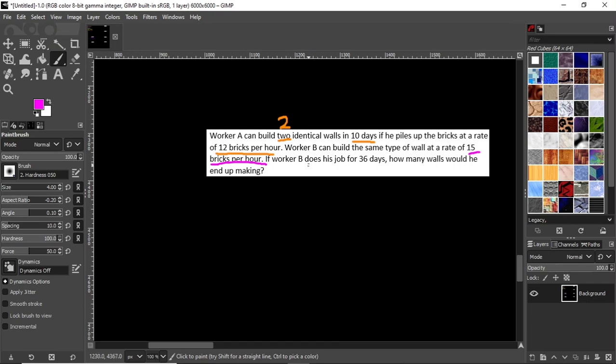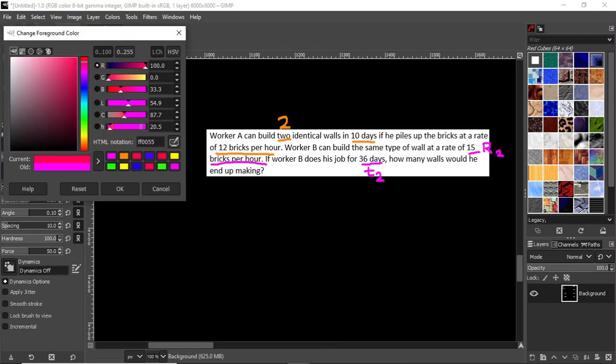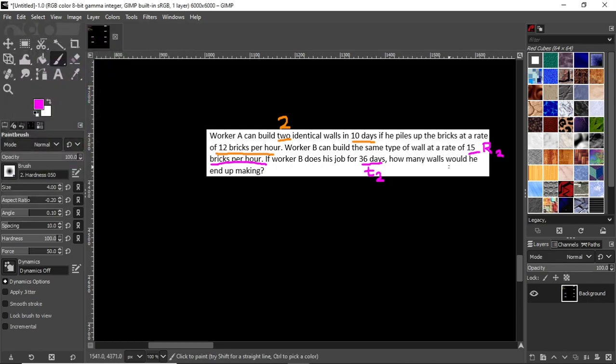If worker B does his job for 36, actually I just had an idea. I don't know why I didn't have it before. I could just write what these quantities are here. This is R2, write that down. This is T2. If worker B does his job for 36 days, how many walls would he end up making? So what we are asked for is W2.